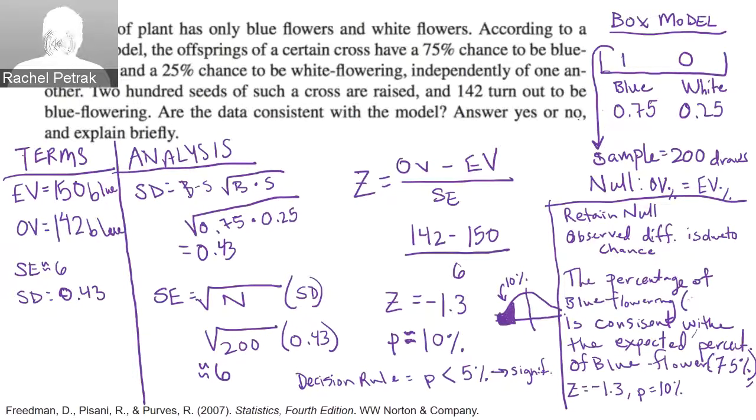I'm just making this more legible. The percentage of blue flowering was 71%. Does that make sense? So the data are consistent with the model, and the difference is marginal. The observed difference is due to chance.